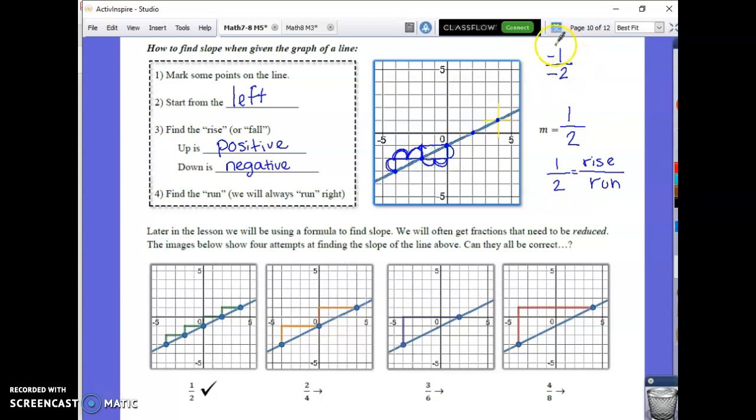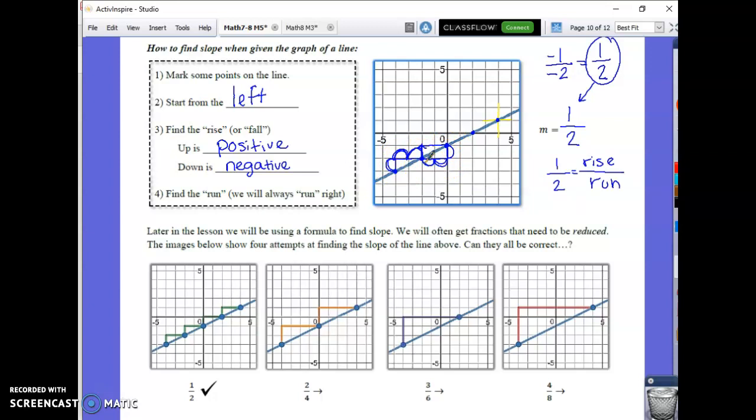If you look at this slope right over here, we have -1 over -2, or we're dividing -1 by -2. What happens when you do that? Well, a negative divided by a negative is a positive, so our slope ends up becoming a positive. So you get the same slope. It doesn't matter if you go up and to the right or down and to the left. You should get the same exact answer.